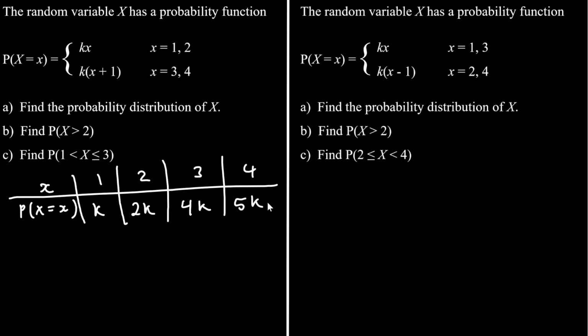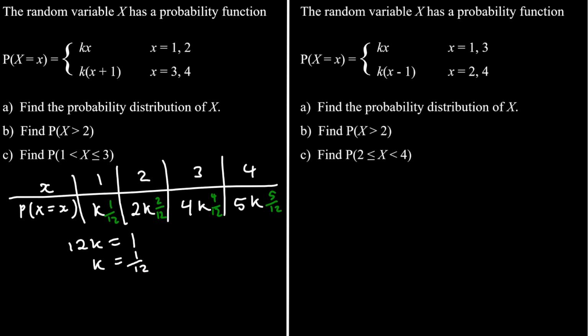We can work out the value of k, because if we add these up, we get 12k. So 12k has to equal 1. So k is 1/12. And we can even change these probabilities to 1/12, 2/12, 4/12, and 5/12. And we can see if we add them all up, we get 1.